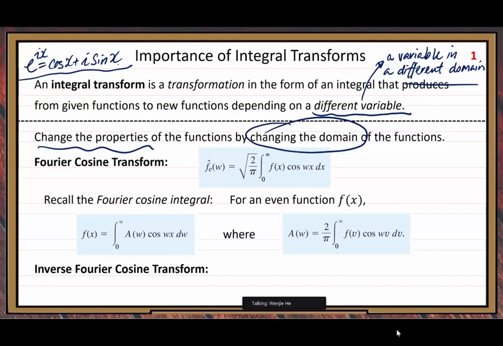You go to a different world, a different planet, for example, but eventually you need to come back. To get a final job done, you need to get back to the original world. So here you need the inverse Fourier cosine transform. Inverse, pretty similar. For that function, you use the same kernel, cosine Wx, the same kernel, so you can get it back. That's very interesting.